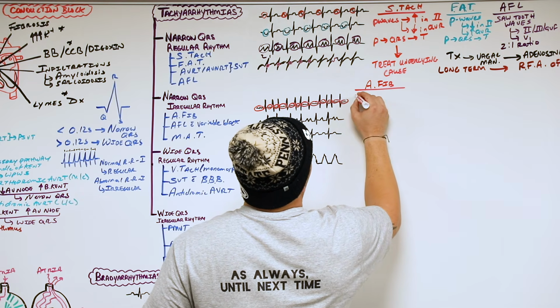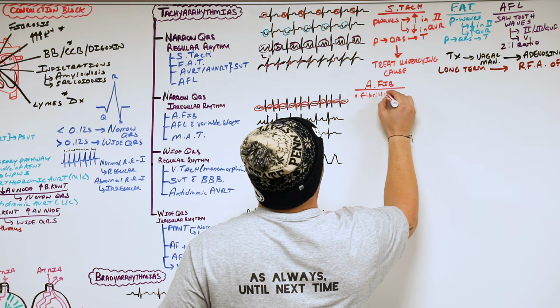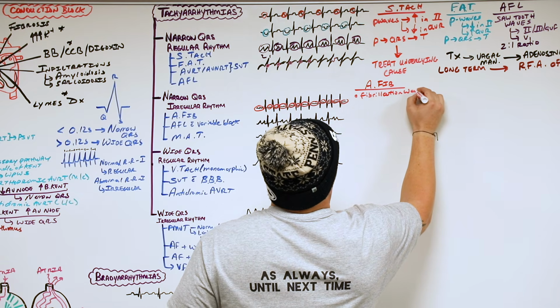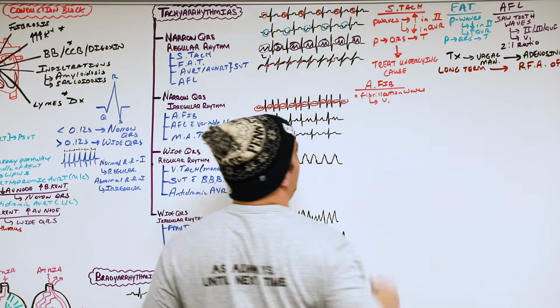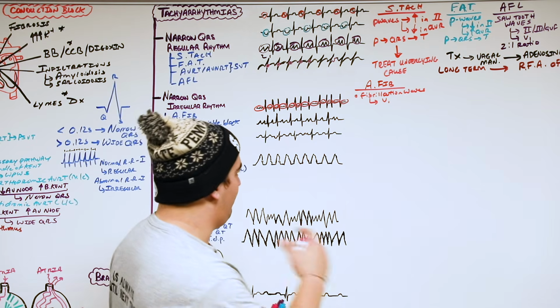So what am I looking for? I'm looking for fibrillation waves, most visible in V1. That's the first thing I look for: fibrillation waves present, most likely in V1.